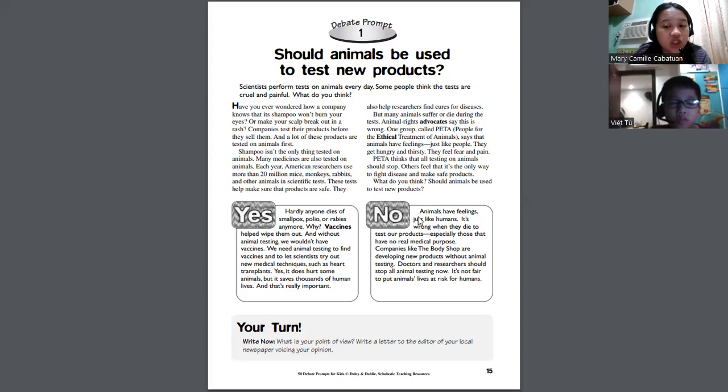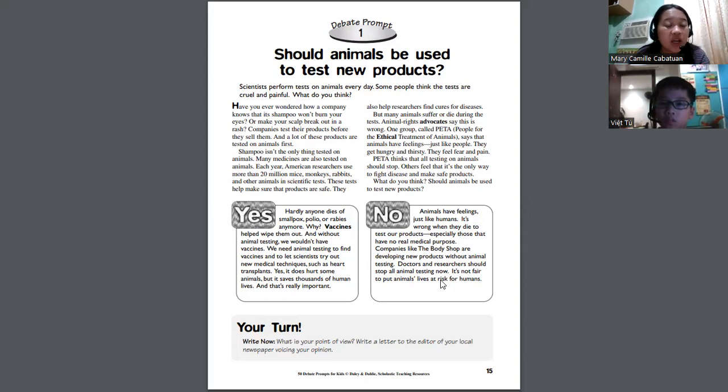have feelings just like humans. It's wrong when they die to test our products, especially those that have no real medical purpose. Companies like the Body Shop are developing new products without animal testing. Doctors and researchers should stop all animal testing now. It's not fair to put animals' lives at risk for humans.